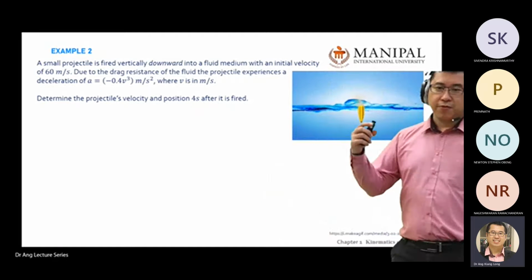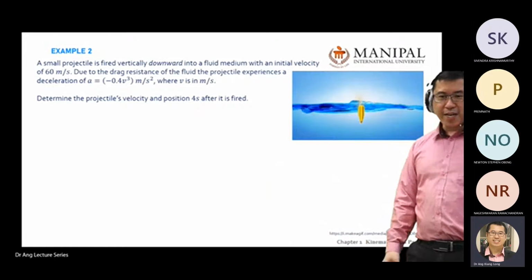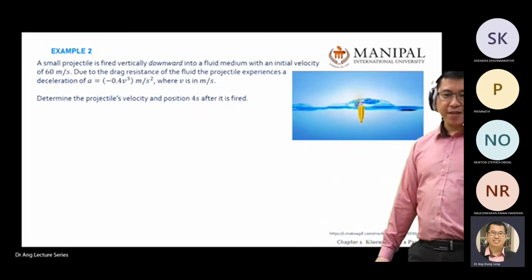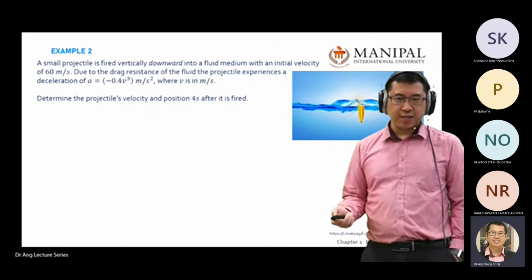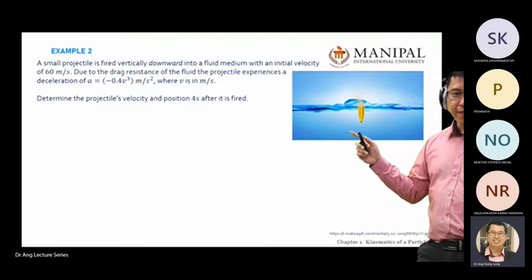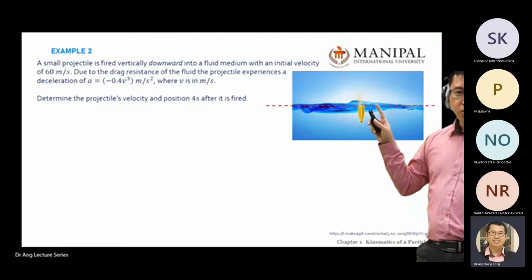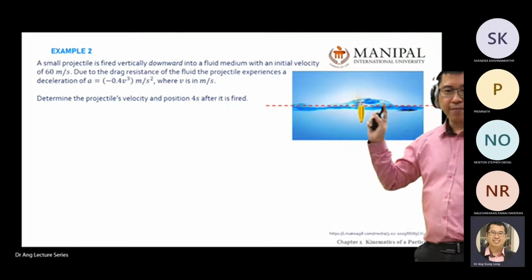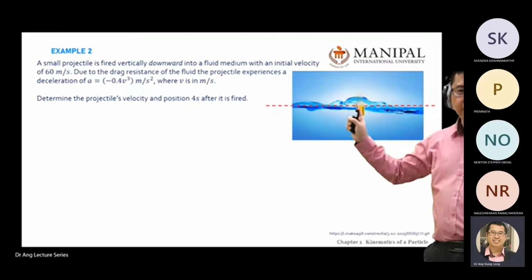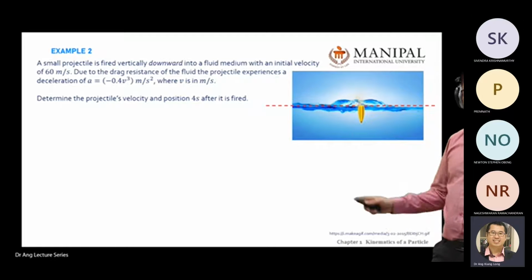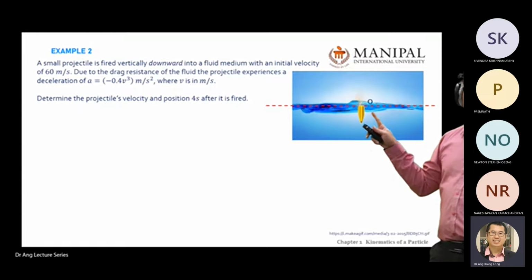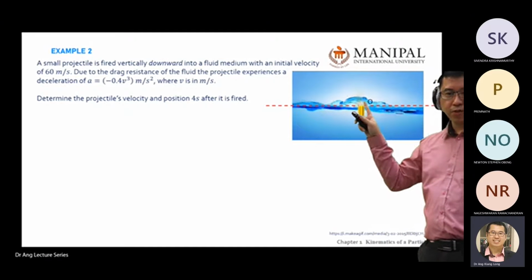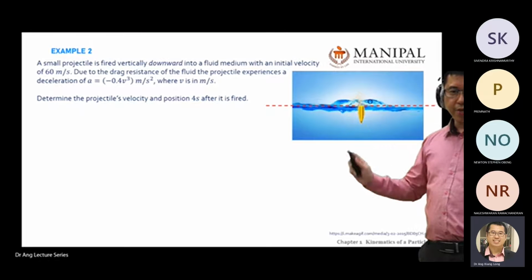So first, look at the question. Second, draw a diagram. And always ask yourself, where is your origin? So in your diagram, the first step is draw your coordinate system. So this is the horizon, your starting point or starting line, and then label your initial position 0 in your diagram.